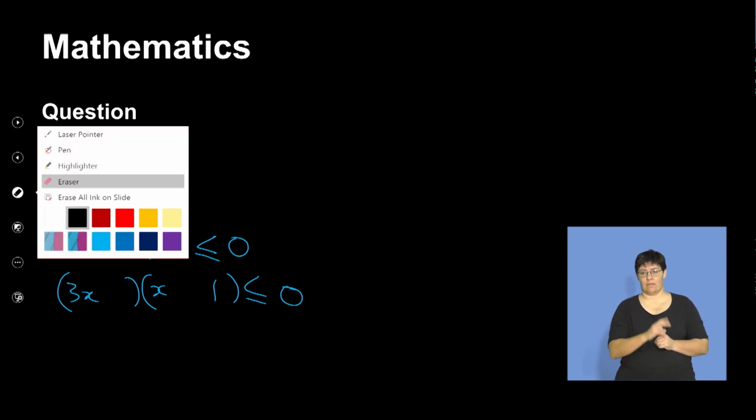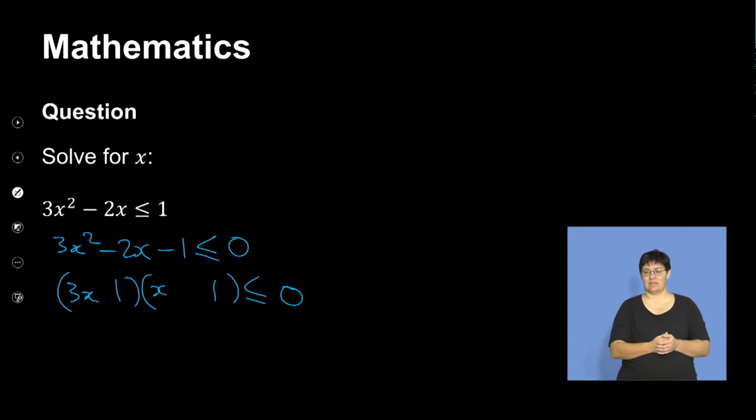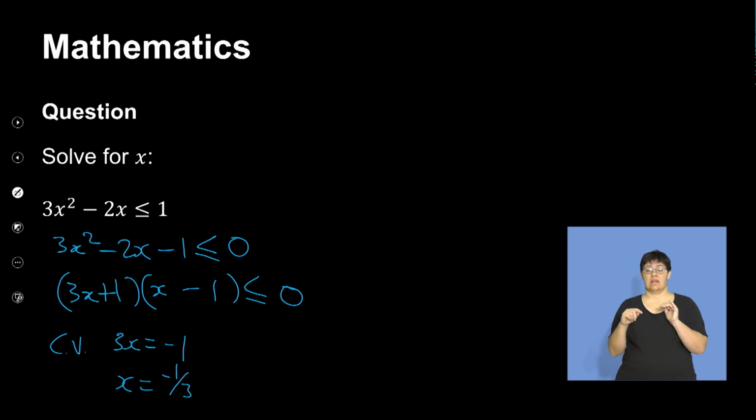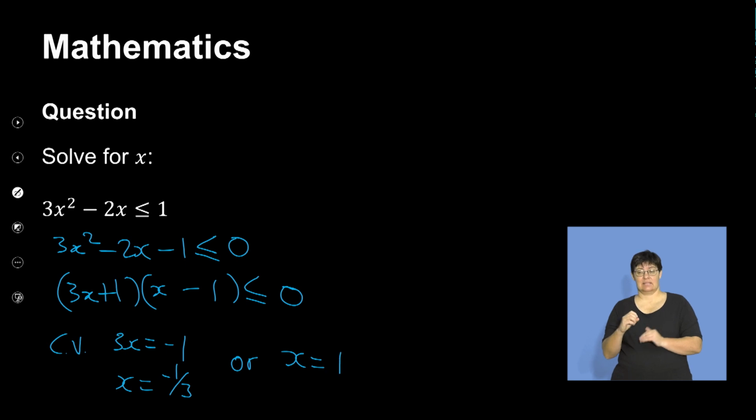I'm already looking at the middle term, so it's 1 and 1, and then 1 will be negative and 1 will be positive, right? And my critical values, please guys look at how I'm writing my solution. This is how you follow the procedure of writing the solutions. The first one will be 3x is equal to minus 1, meaning x is equal to negative 1 over 3, or my x will be equal to a positive 1.